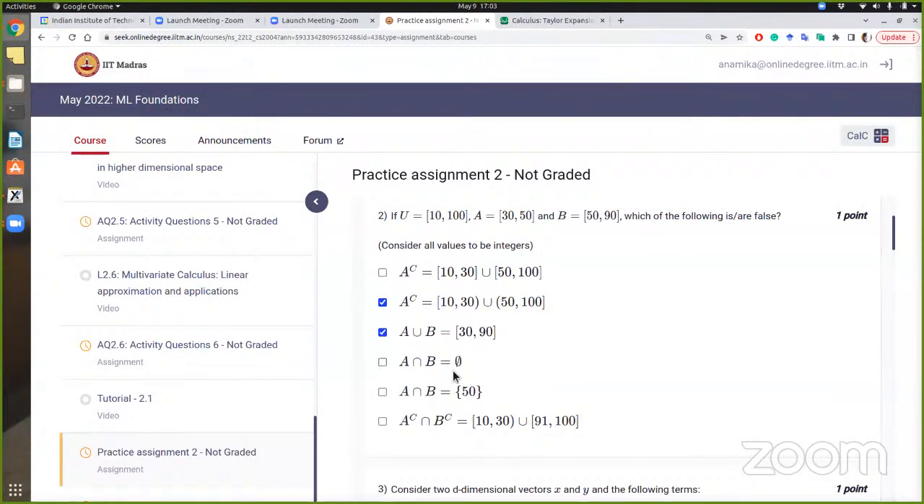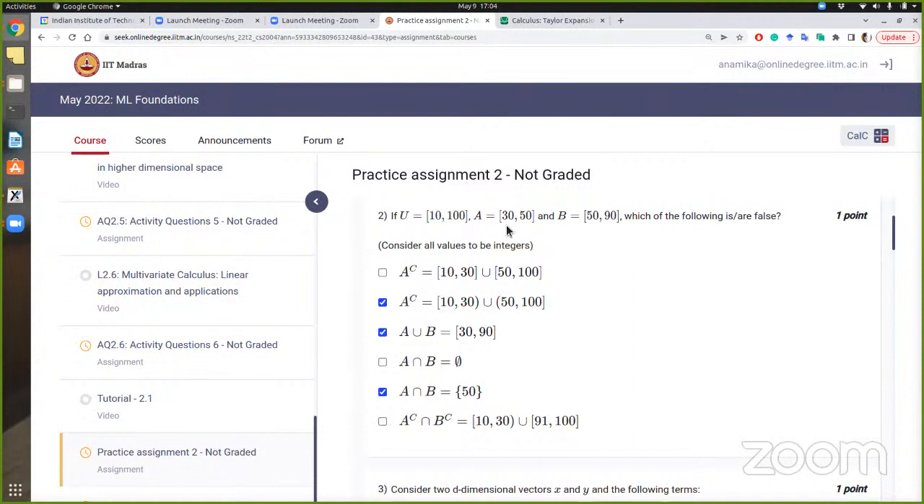So any other option that is correct in the second one? Ma'am, fifth option is also correct. 1, 2, 3, 4. Fifth is correct. Okay. Any other option? What about the last option? Last option is also correct. Yes, ma'am.